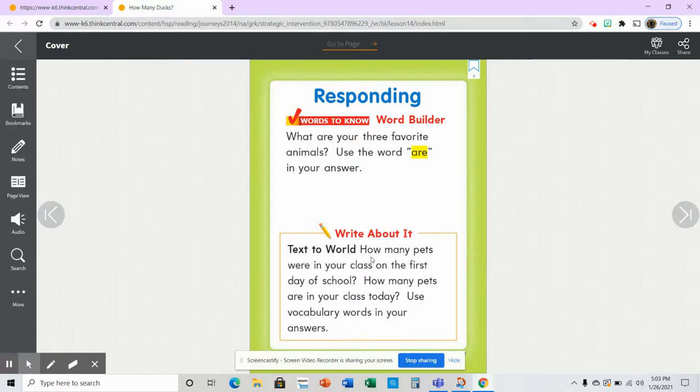And then down here, if you'd like to write, it says, how many pets were in your class on the first day of school? How many pets are in your class today? Use vocabulary words in your answers. Well, last year I did have 1 pet. We had a guinea pig, but now our guinea pig is living here at my house. So if we get to go back, hopefully we'll have 1 class pet.